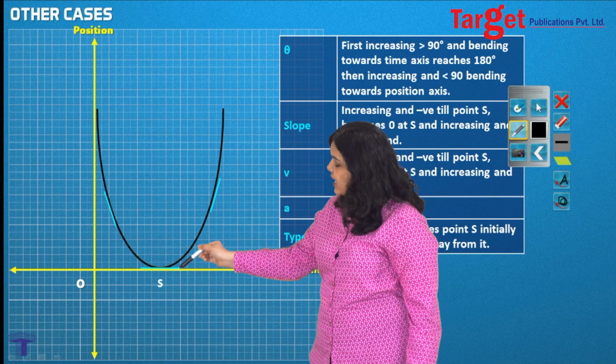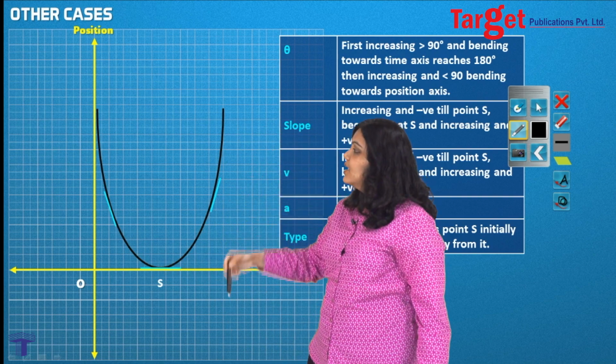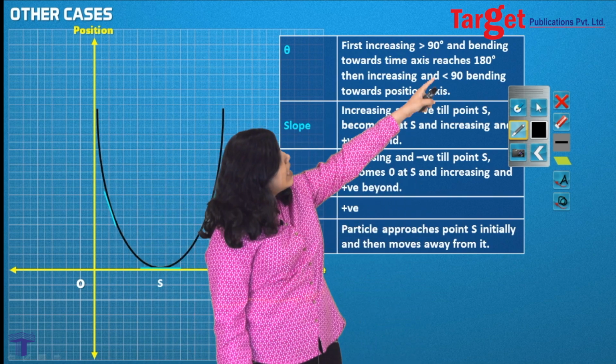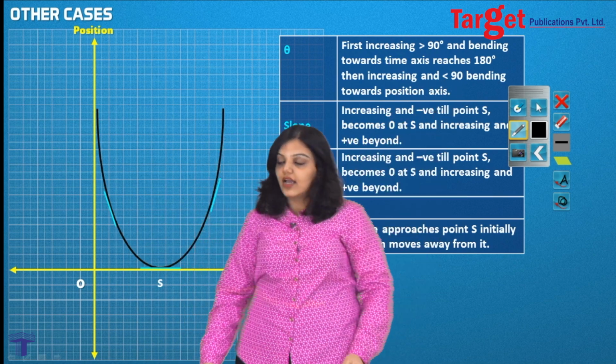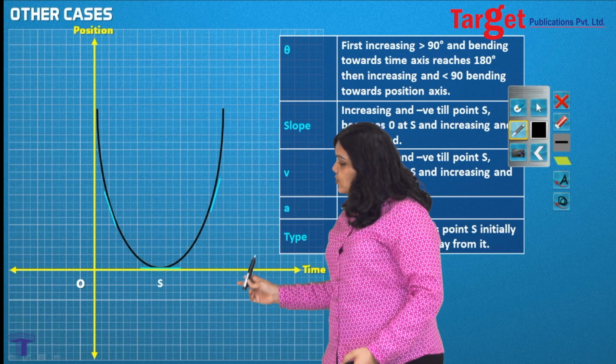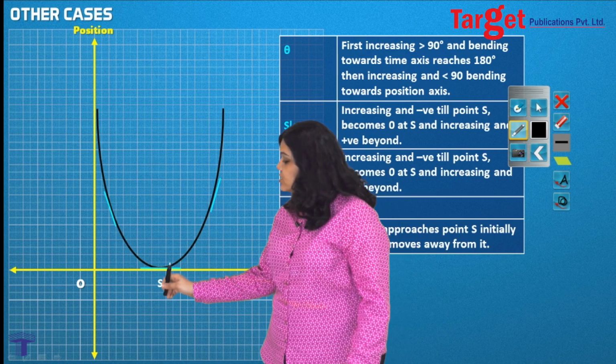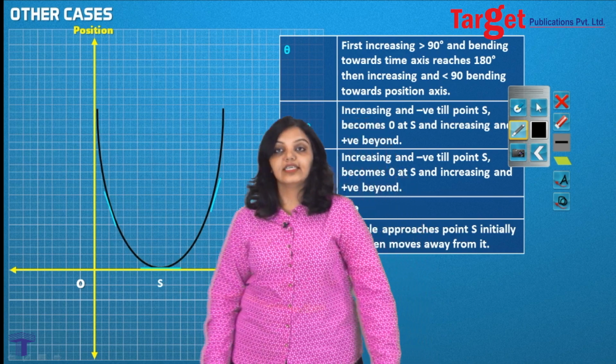And finally, again, the angle here is also increasing. So it's increasing from here to here. It reaches 180 degrees. And then again, it is increasing. That is from S, beyond S also it increases. From 0 to S also it increases. The angle is increasing. It reaches 180 and again it keeps on increasing.